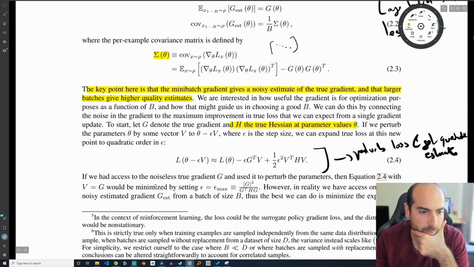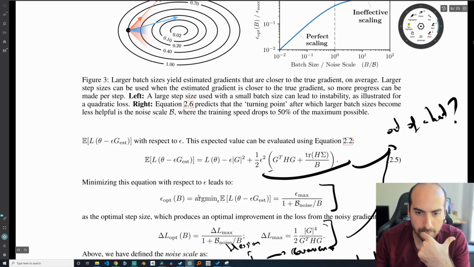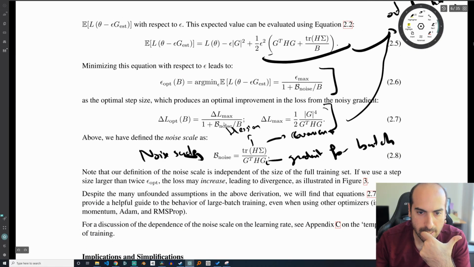If we had access to the noiseless gradient G and used it to perturb the parameters, then equation 2.4 would be minimized by setting this. Let's minimize the expectation with respect to the trace of sigma.